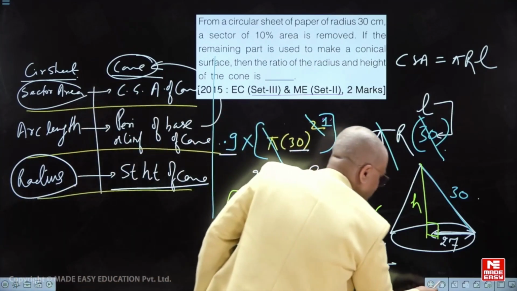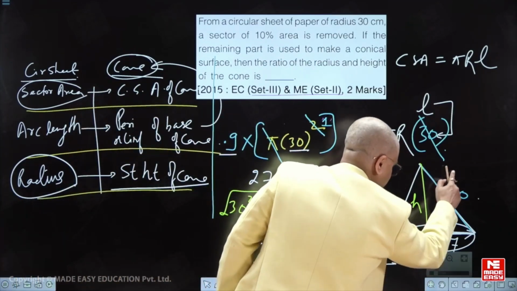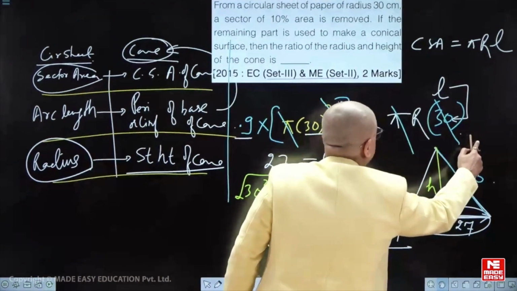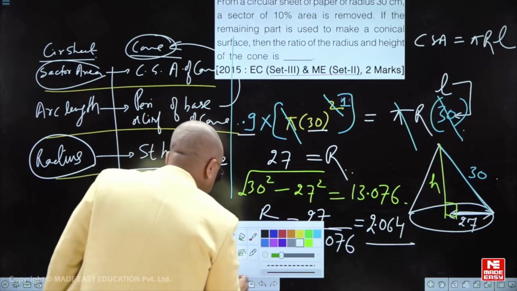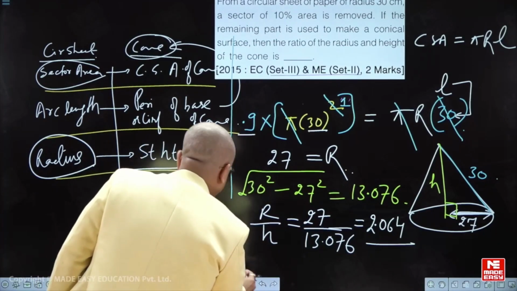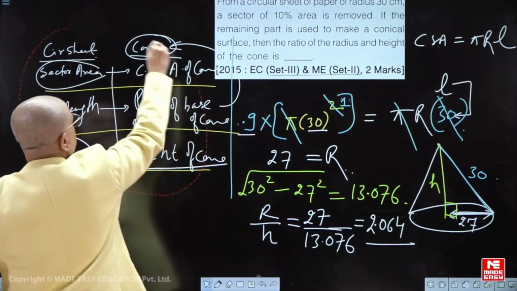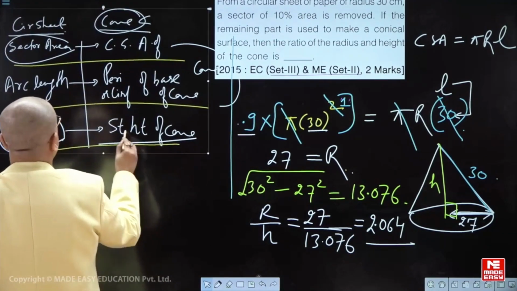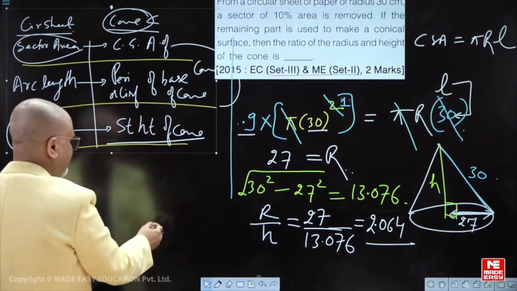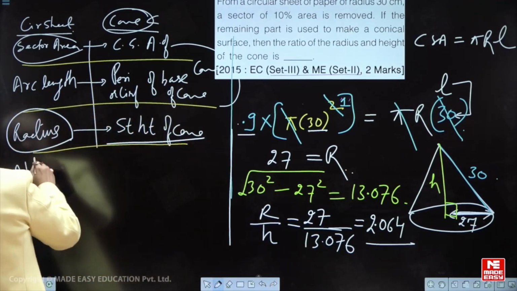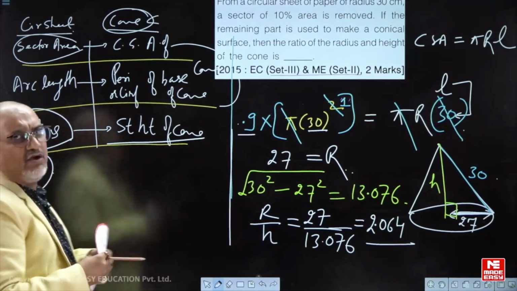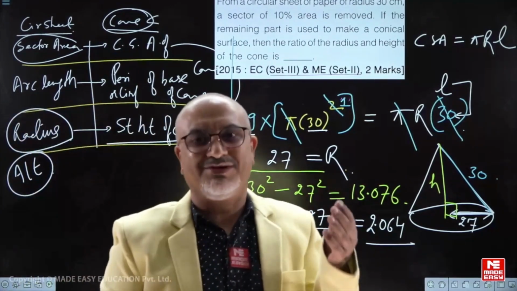So I hope this question is exactly clear to everybody, that we need to calculate the ratio of radius and height, that is coming out to be 2.064. So we have here, let me do it once more in a small way. Now we can see another formula which can be used. We can use an alternate approach here, which will again bring us to the same result.